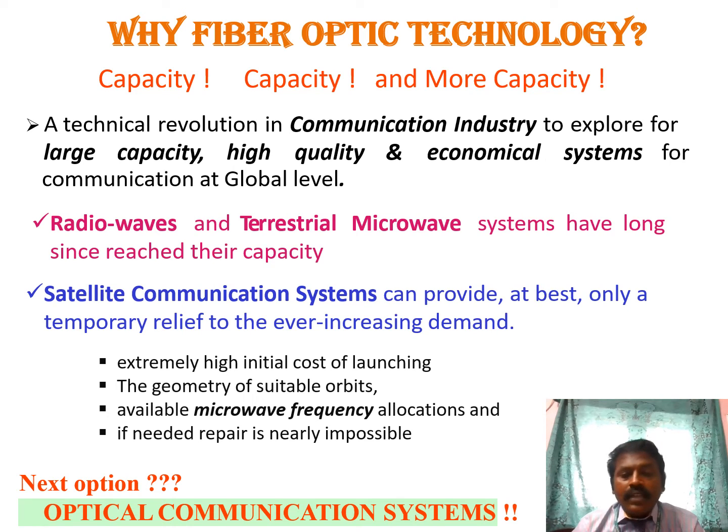Here an extremely high initial cost is needed for the satellite communication system. Then the geometry of suitable orbits, and only the available microwave frequency can be used for the allocation and sharing of information, or sharing the bandwidth. So what is the next option? The ultimate option to occupy more users and to increase the capacity is optical fiber communication.